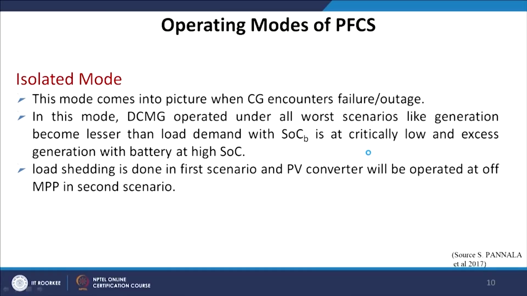Now, the isolated mode of operation comes into picture when the conventional grid encounters a failure or outage. In this mode, the DC microgrid operates under the worst scenarios, like generation becoming lesser than the load demand with SOC critically low, and excess generation with the battery at high SOC. Load shedding is done in the first scenario, and PV converters will be operated at off MPP in the second scenario. That means if your battery is fully charged, the grid is not there, and PV is more than load, then you have to go for an off MPP scenario to balance your energy.